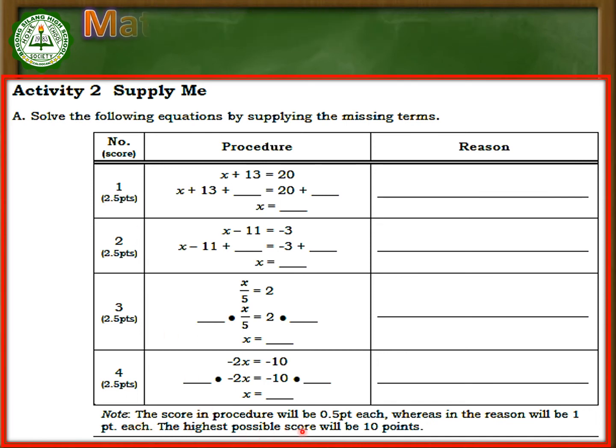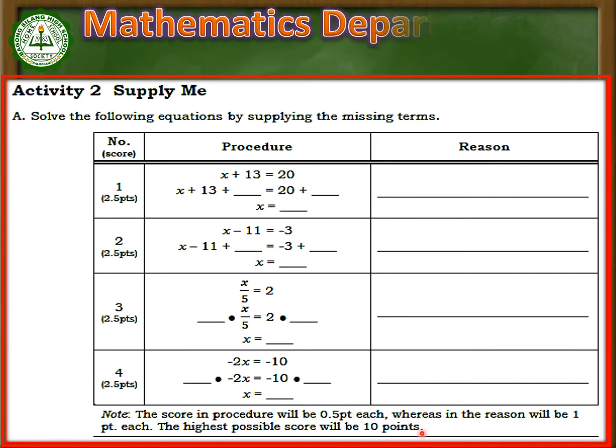Note the score in procedure will be 0.5 point each, whereas in the reason will be 1 point each. So 0.5, 0.5, 0.5, and another 1 point. So that's 2.5 points. Number 1, number 2, number 3, number 4, it's 2.5 points each and a total of 10 points for activity number 2.